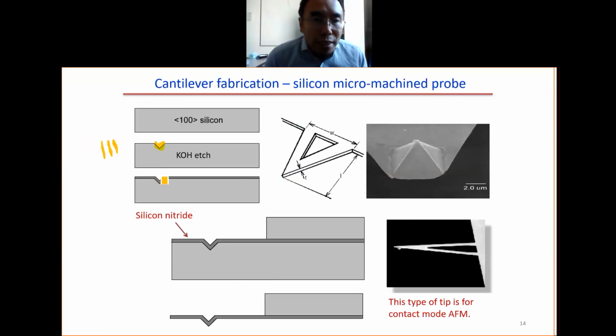Then you coat silicon nitride. This layer here is the silicon nitride. Then you put the handle part. Then you remove the bulk silicon. You get this tip.